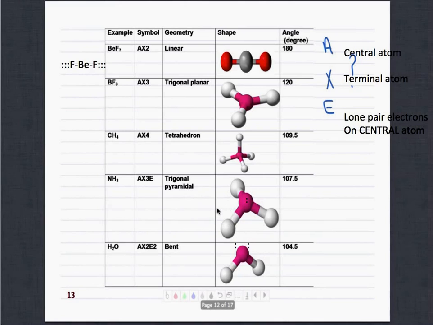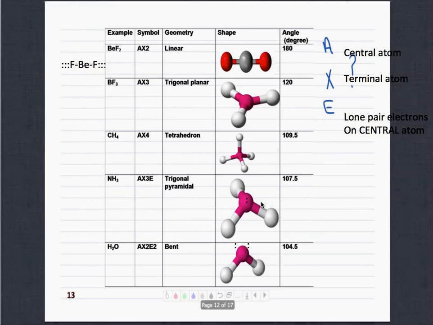So AX3E, the structure is trigonal pyramidal. The angle is even smaller than the tetrahedral. Why? Because the lone pair, which you can't see in here but is there, pushes the bonds more down, which makes this angle smaller than a tetrahedral. So the angle in this case is 107.5.